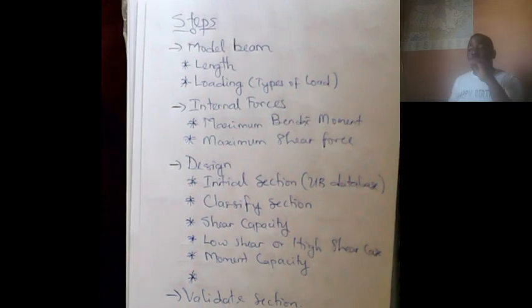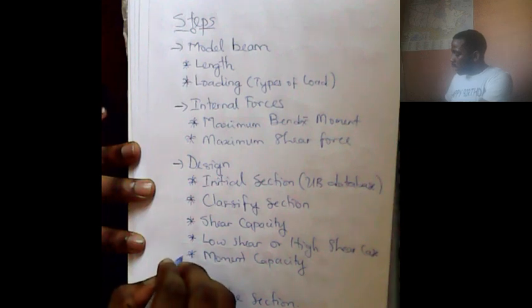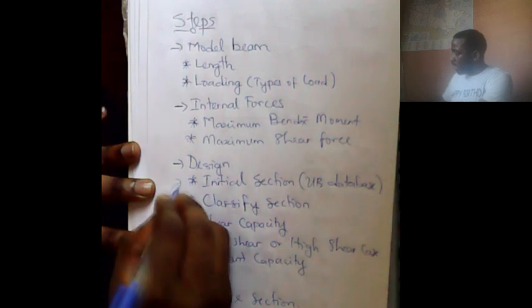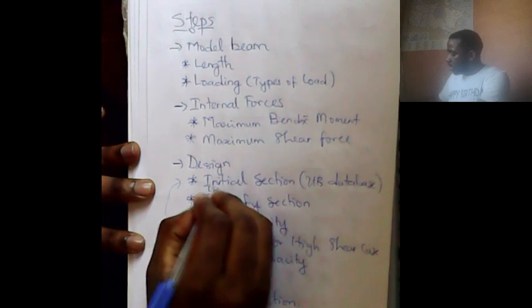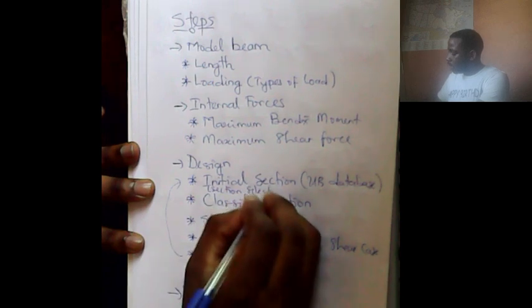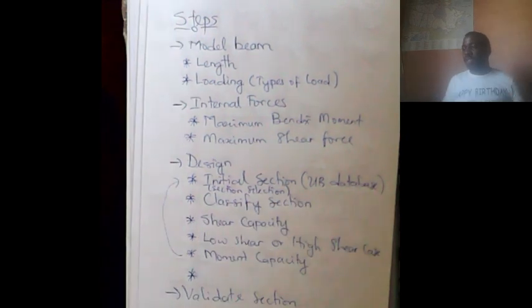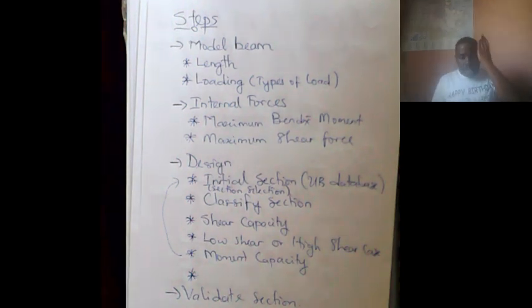Right? So this is what we want to do with this application. We just want to stop at this level, right? And obviously, if one of these checks is not met, then we need to go back to the initial section. I will just call it section selection. We'll have to go back to choose a different section and then restart the whole process all over again.